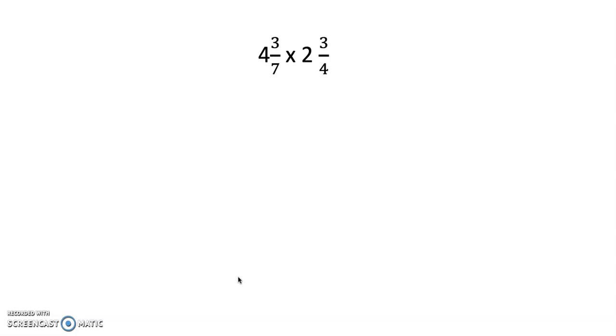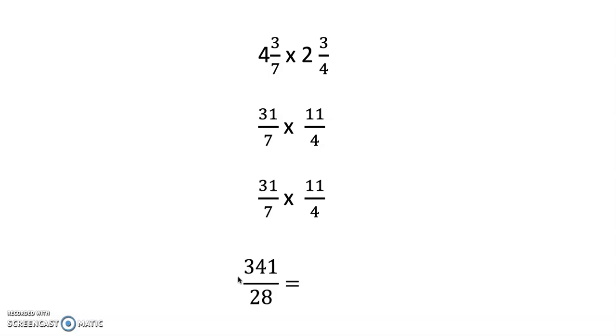And the last case is when we're multiplying two mixed numbers together. So same thing applies. We're going to convert them both into improper fractions. 31 times 11 and then 7 times 4. Okay, that gives us 341 over 28. Again, we could do 341 divided by 28 to give us 12 remainder 5. Change that into a proper fraction.